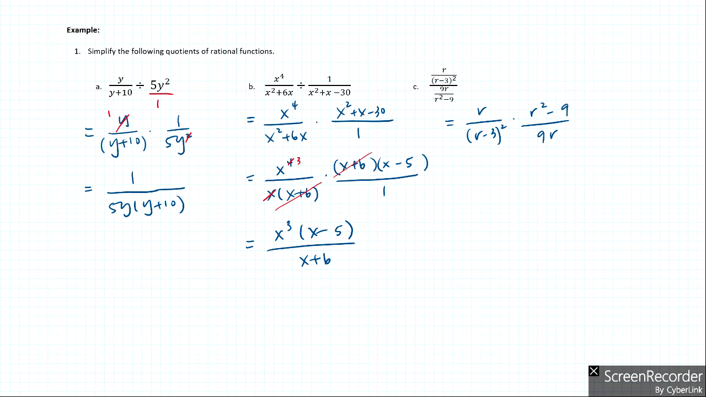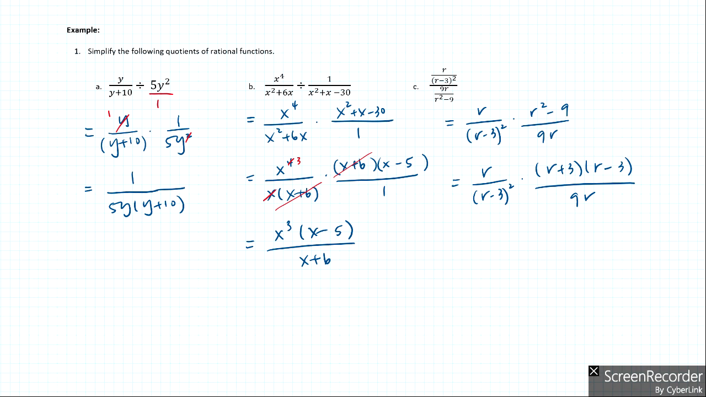Now once we have this written out, we can again check whether there's any factorization we can do. So here we have r over r minus 3 squared times r squared minus 9, which can be factored to be r plus 3 and r minus 3. That's a difference of squares, and it's all over 9r.